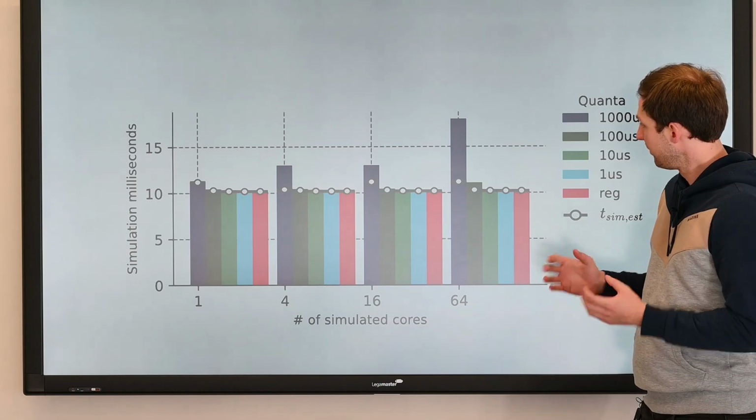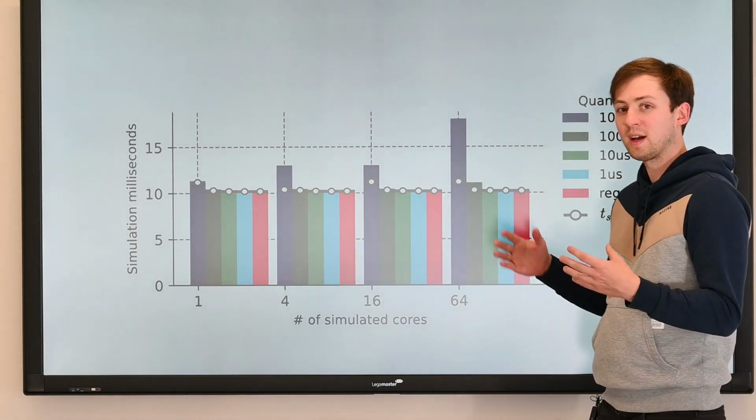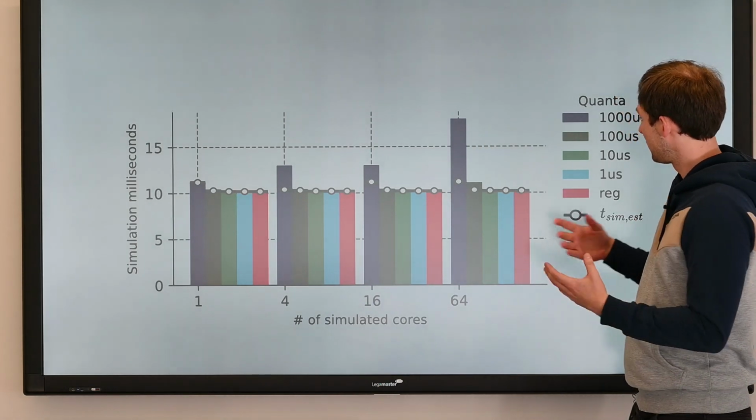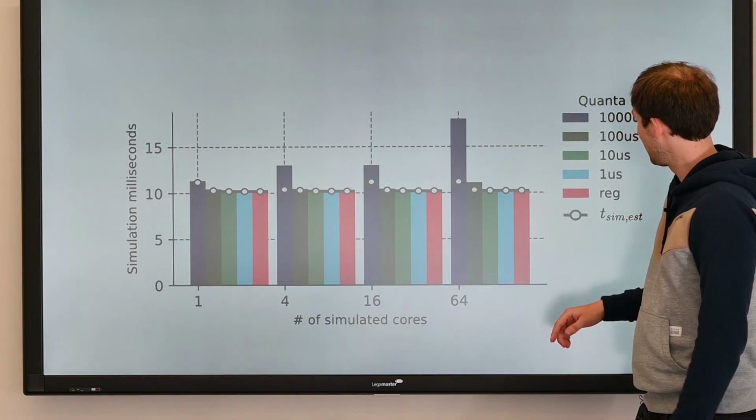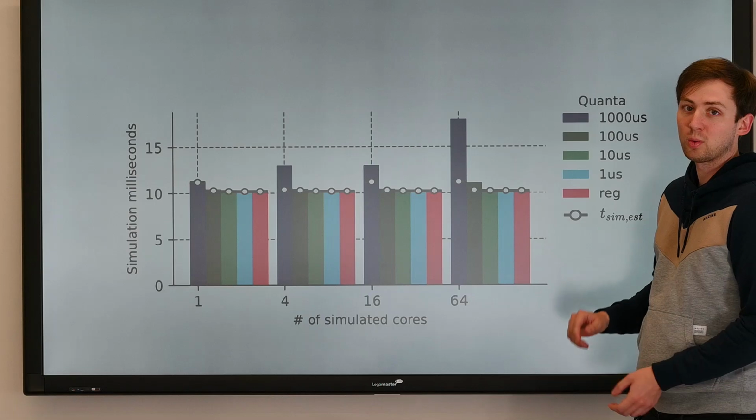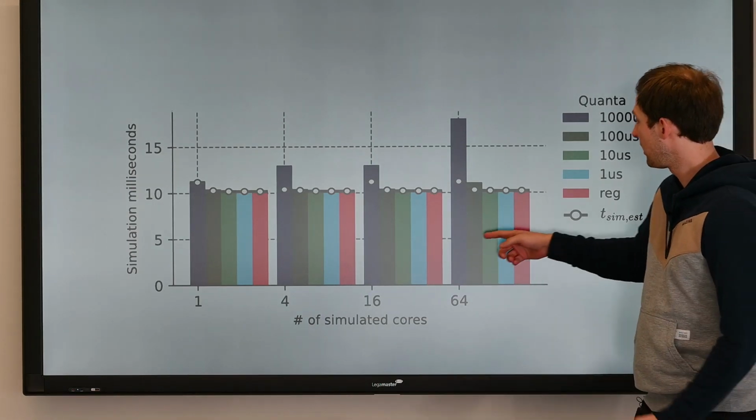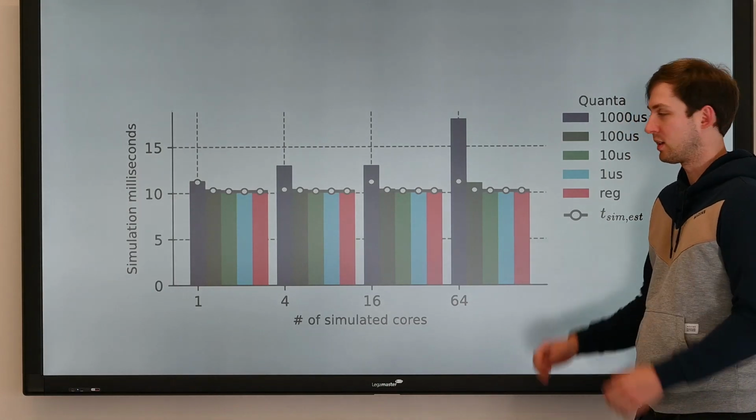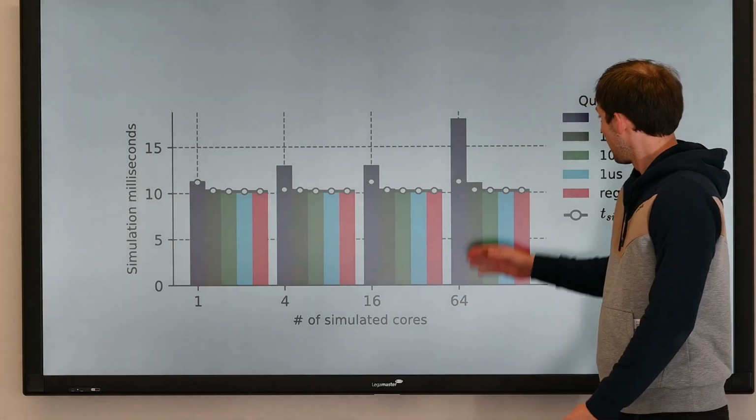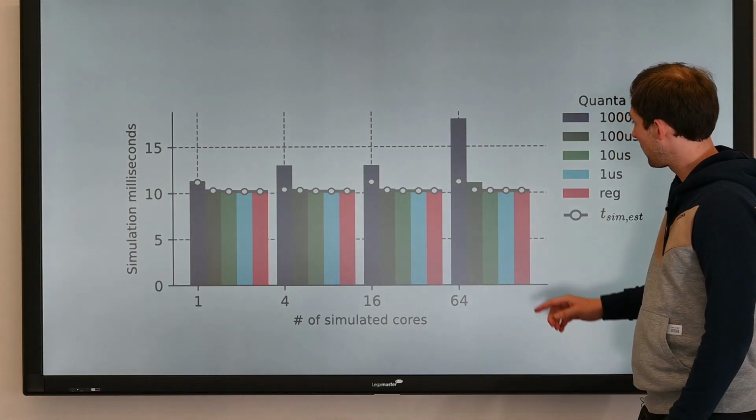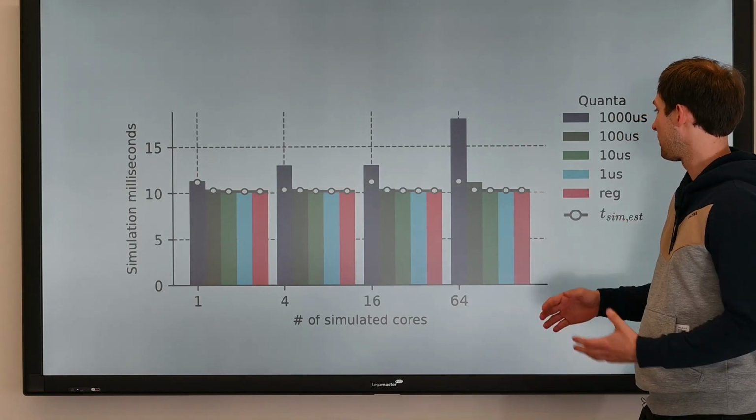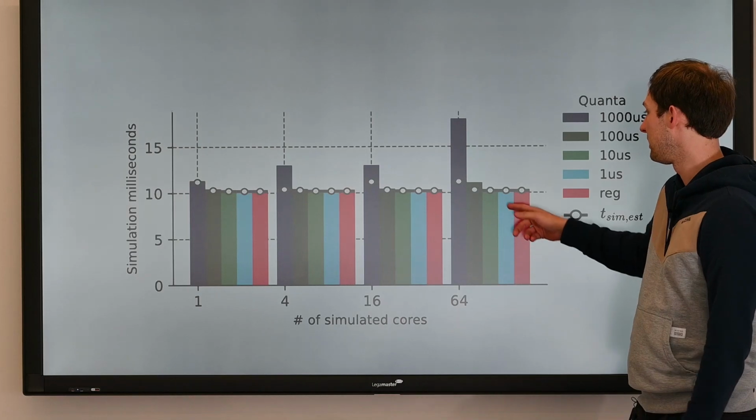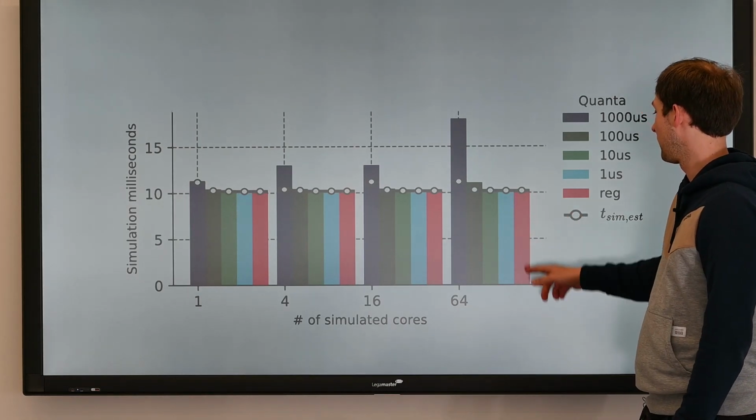So what you can see is that simulations with a higher quantum tend to higher inaccuracies. For instance, the 64-core simulation at a quantum of 1000 microseconds basically overestimates the required simulation time by a factor of 2x. And as you can see, if we move to smaller quanta, this error will also get smaller. In the case of 10 microseconds, the measurement is basically indistinguishable from a regular one.